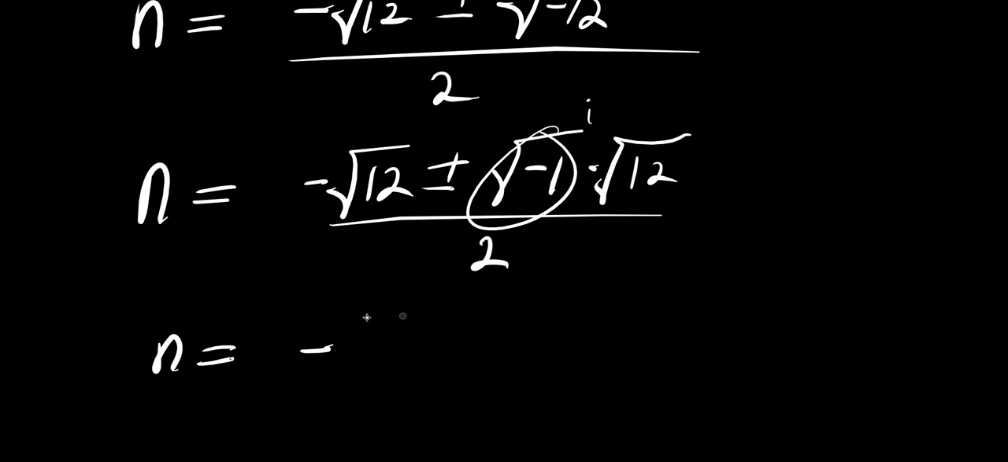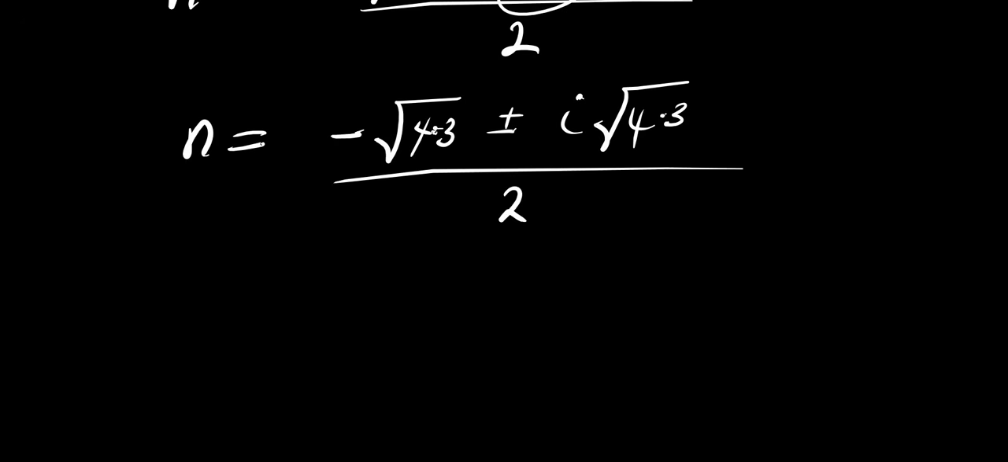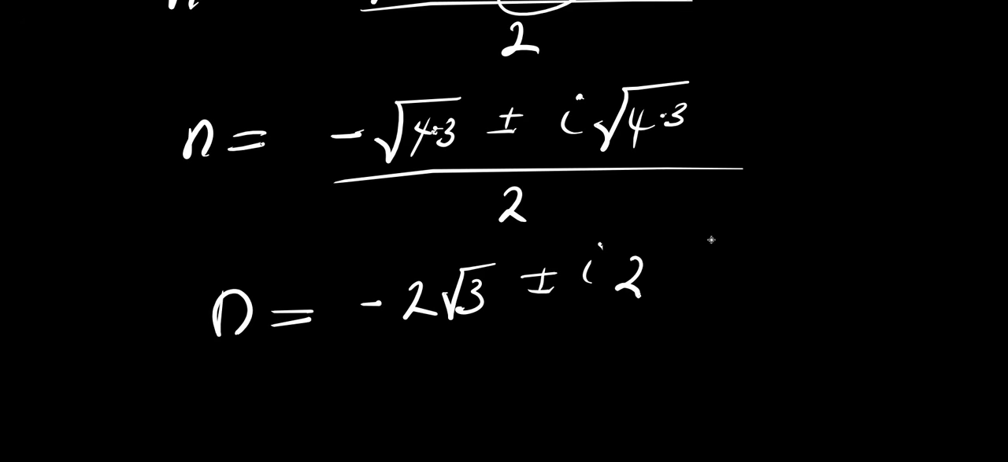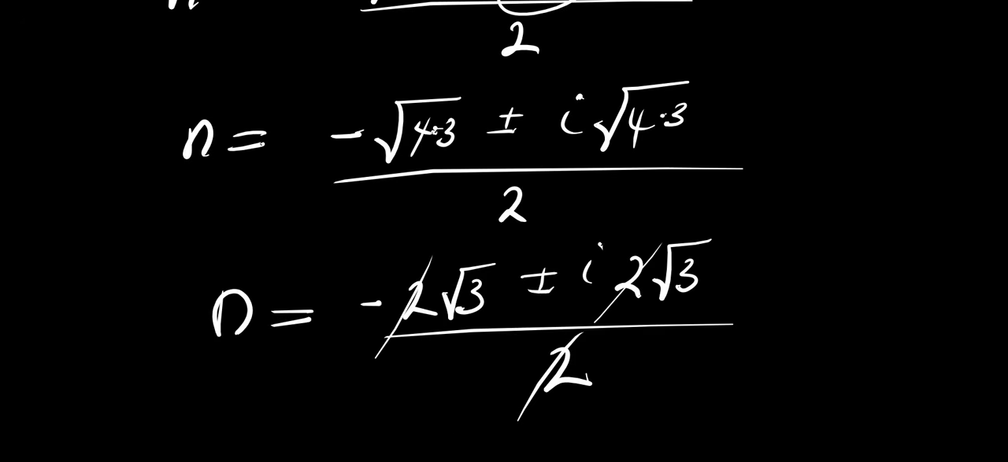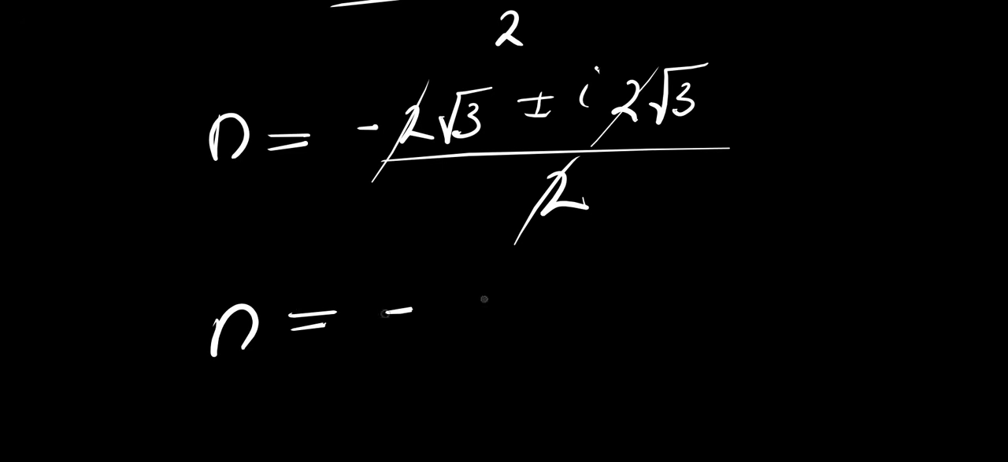n equals negative root 12, that is negative the square root of 4 times 3, plus or minus i times the square root of 4 times 3, divided by 2. So from here, we have n equals negative 2 root 3, because the square root of 4 is 2, plus or minus i times the square root of 4, that is 2 root 3, divided by 2. This cancels this. So from here we have n equals negative root 3 plus or minus i times root 3.